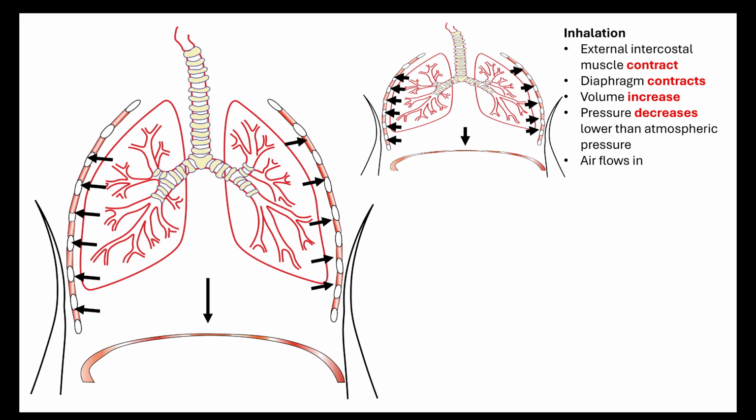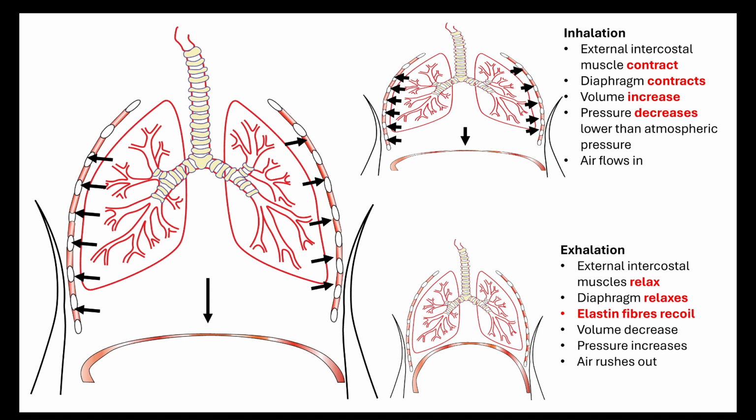Now, if we want to breathe out, if we want exhalation to occur, we need the opposite to happen. Our external intercostal muscles are going to relax. Our diaphragm is going to relax. This time, elastin fibers, those fibrous proteins which are in the alveoli, in the bronchioles, in the bronchi, and in the trachea, are going to recoil back to their original position.